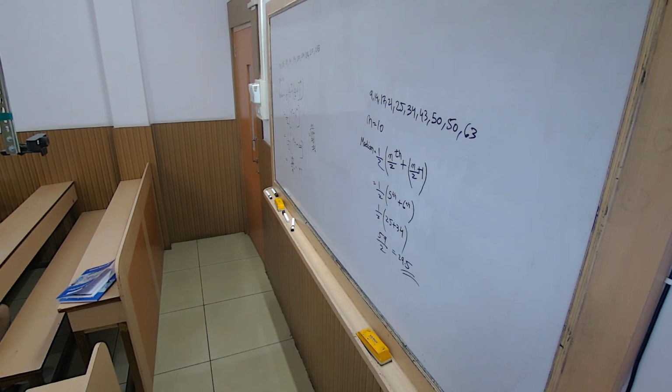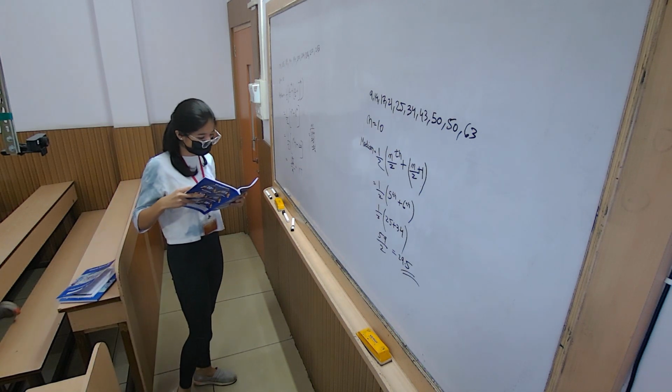Question number 2. Vidhi, read the second question and go and do it on the board. The following data has been arranged in ascending order, then median is 63, find the value of x.